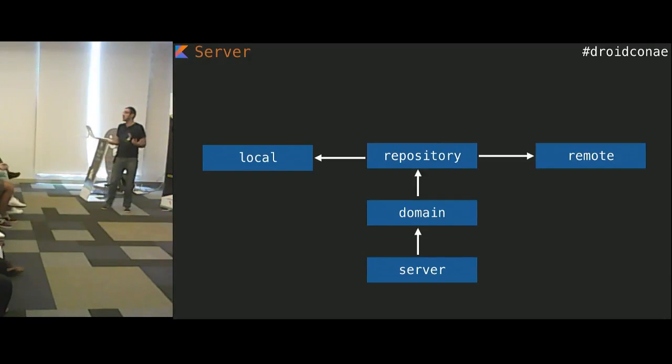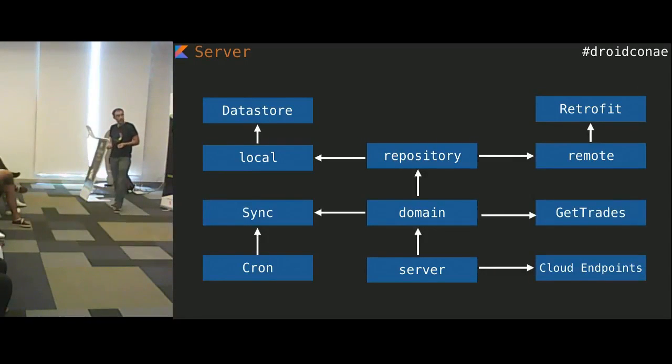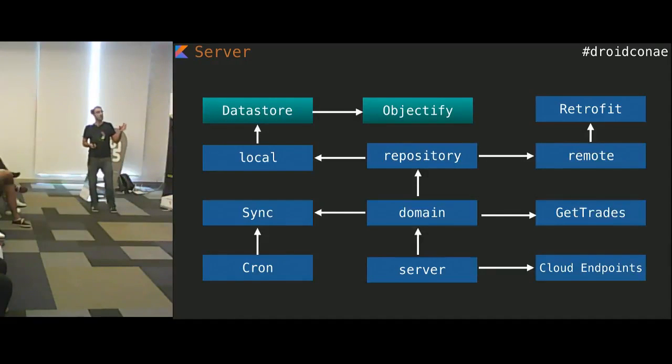Okay, so how is the server going to be from the perspective of Kotlin or the development? Again, we are going to follow the same picture. So server, the domain, and then a repository that is going to abstract the source of the data. If we enter into details, for the local storage we are going to use Datastore, as we saw before, the persistent solution from Google. On top of Datastore, we are going to use Objectify, a library that tries to make access to the Datastore easier.